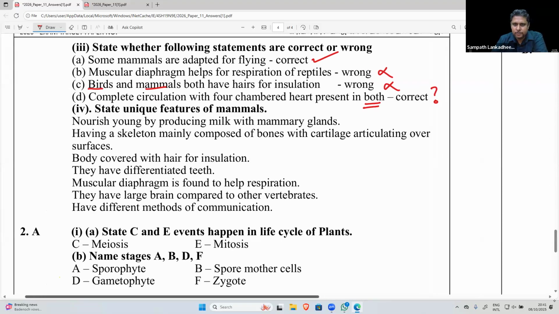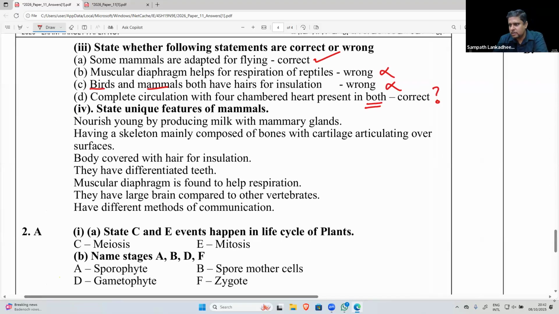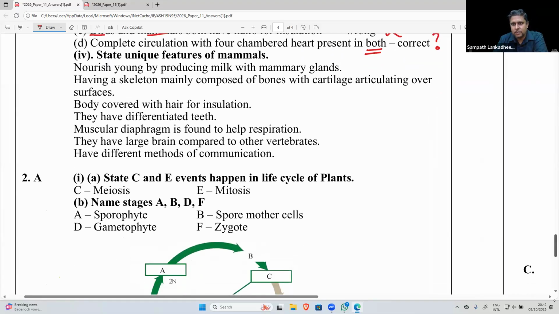State unique features of mammals. Nourish young by producing milk with mammary glands. Having a skeleton mainly composed of bones with cartilage articulating over the surface. Body covered with hair for insulation. They have differentiated teeth and a muscular diaphragm. They have a large brain compared to other vertebrates. Have different methods of communication.